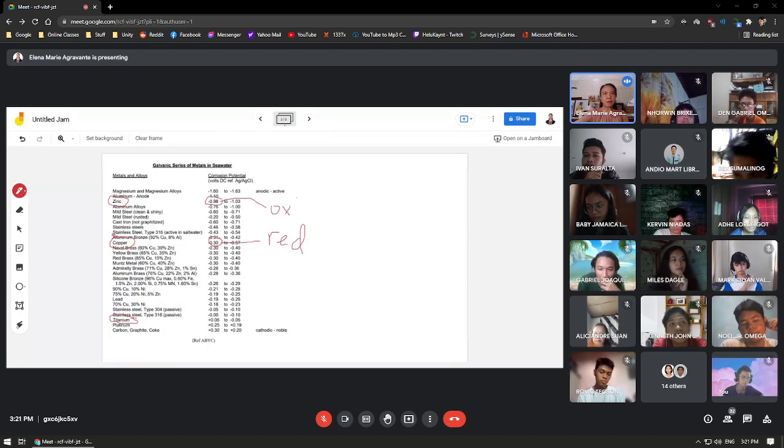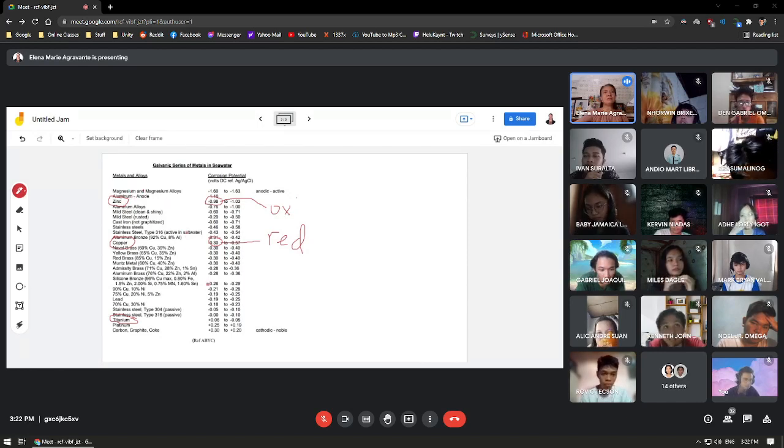If your copper is paired with something that is above it, then it chooses reduction. So in this case, if zinc is paired with magnesium, zinc will never be consumed. It is magnesium that will be consumed. Do you understand? Yes, ma'am.